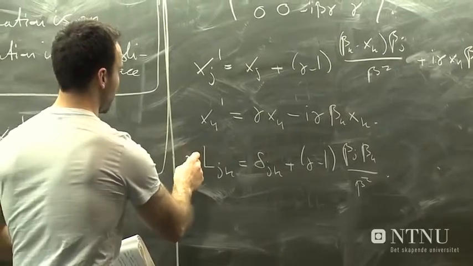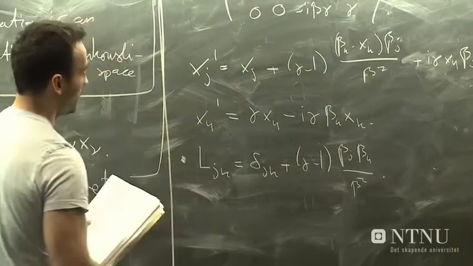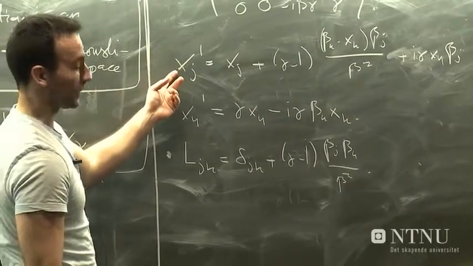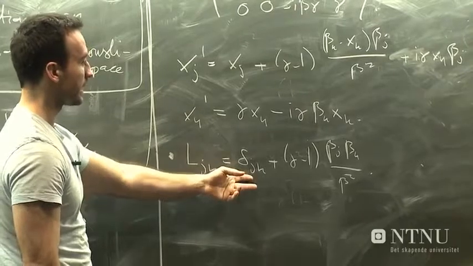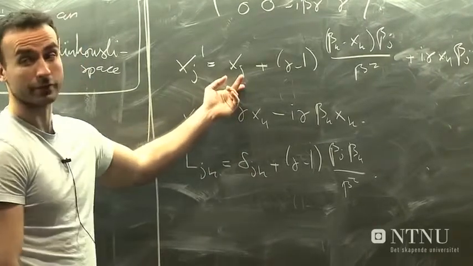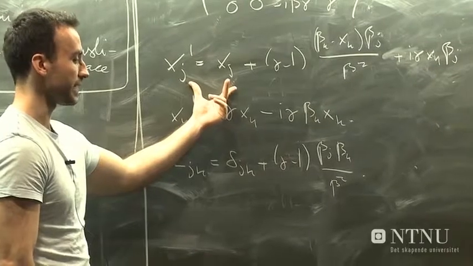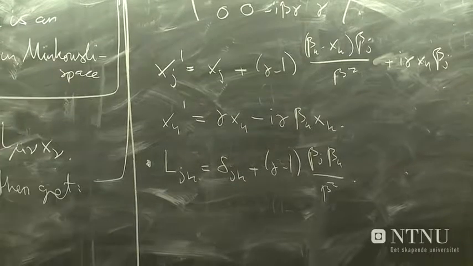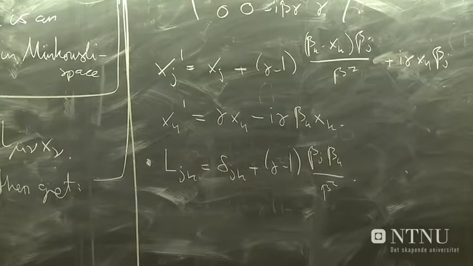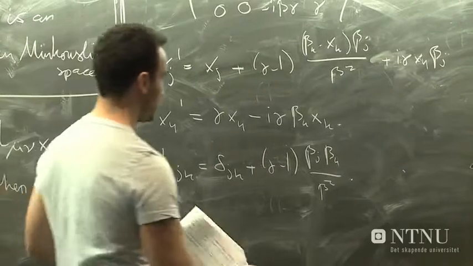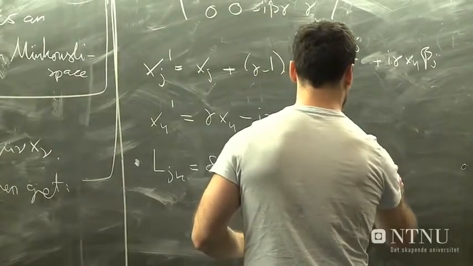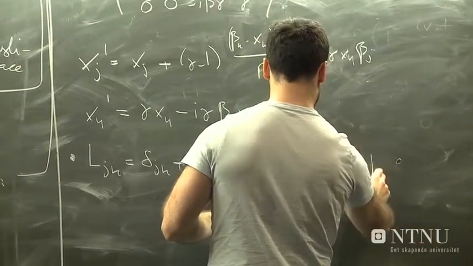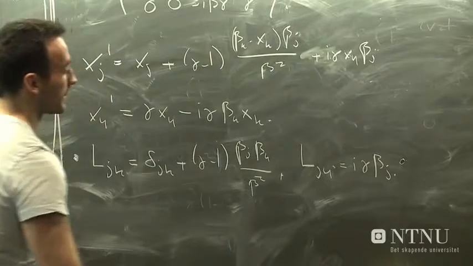So we get, for instance, this transformation matrix element by considering this equation here. So we have delta jk, because we only have a contribution here if these two indices are the same. And then we have this contribution here. And we also have Lj4 is i gamma beta j.